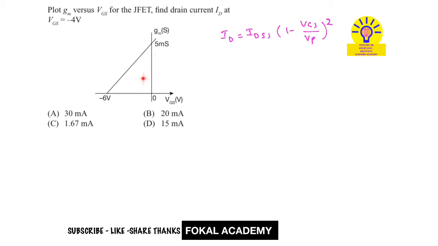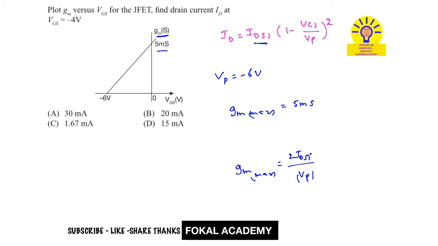How can you find it? VP is nothing but the intersecting point on the negative x-axis, which is called the VP value. So VP we got is minus 6 volts, and the maximum value of the transconductance is 5 millisiemens. So GM maximum from the graph we got is 5 millisiemens. How can we find the IDSS? GM maximum equals 2 IDSS divided by modulus of VP. This is the formula for finding the maximum transconductance. From this we will get the IDSS value.